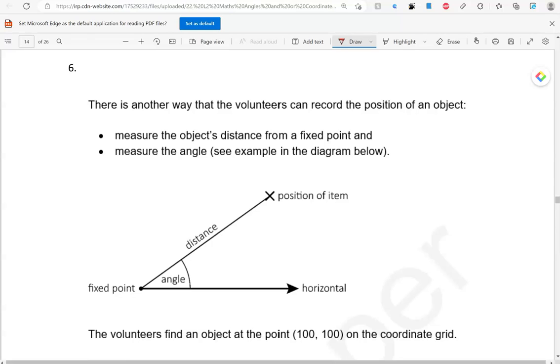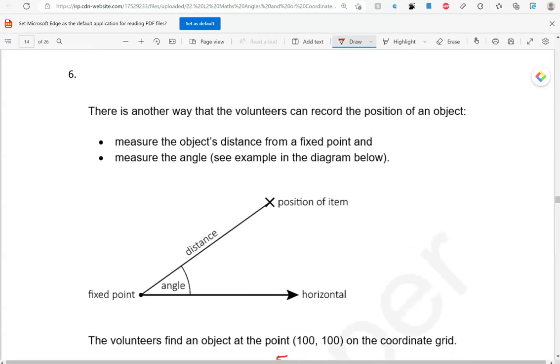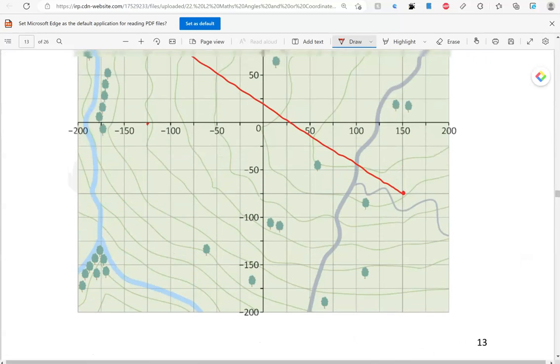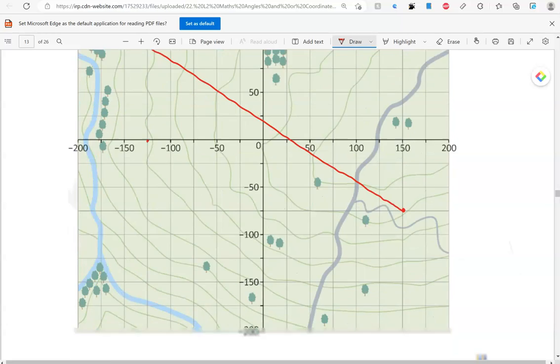There is another way that the volunteers can record the position of an object. Measure the object's distance from a fixed point and measure the angle. See example in the diagram below. The volunteers find an object at the point 100, 100 on the coordinate grid. Mark the point on the grid in 4A. That is the question we've just done. So we're going to go and mark the point. So 100, 100, so that's the point there.